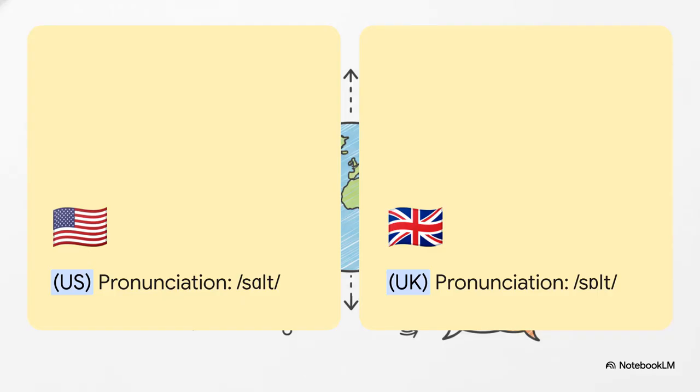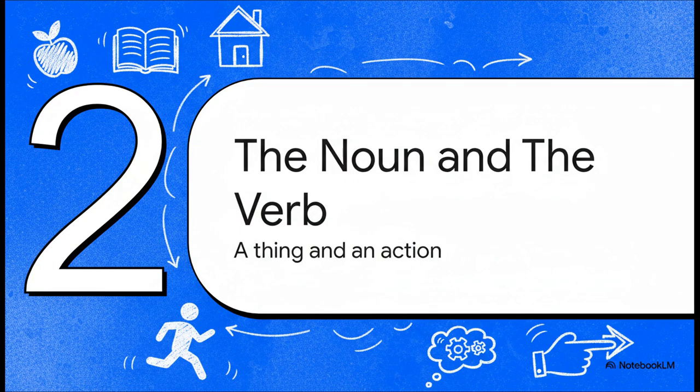Okay, so right off the bat, we see this global focus. The dictionary shows us how to say it in the US with that kind of ah sound, and in the UK with a more rounded O sound. It's a small detail, sure, but it's our very first hint that this is about way more than just one country's language. Next up, the dictionary splits salt into its two main jobs. It's a thing, a noun, and it's an action, a verb. Let's see how they keep things simple for both.